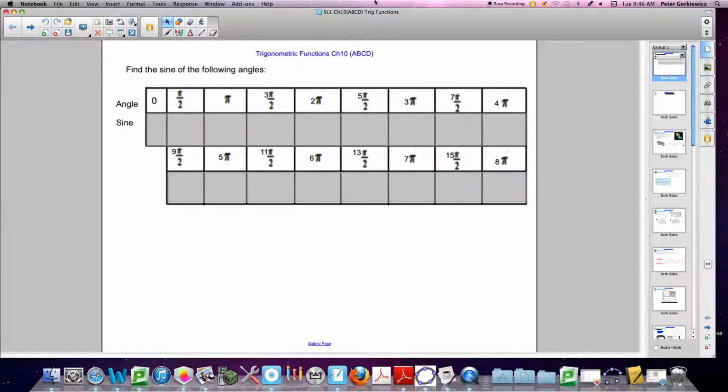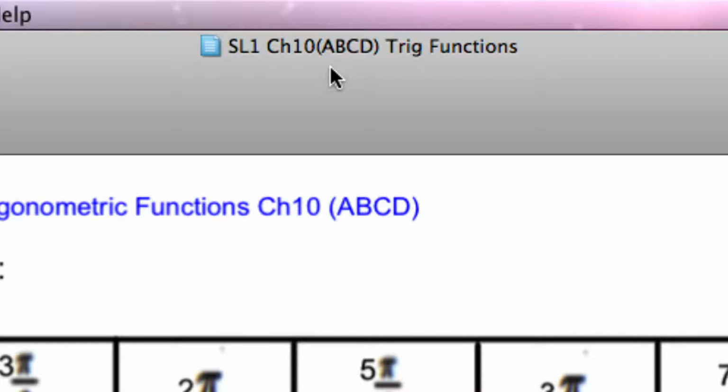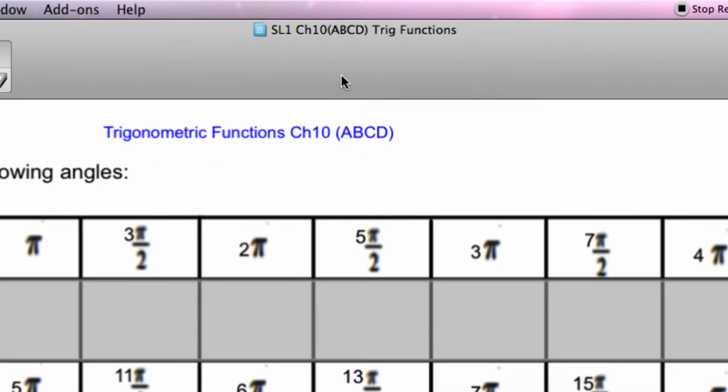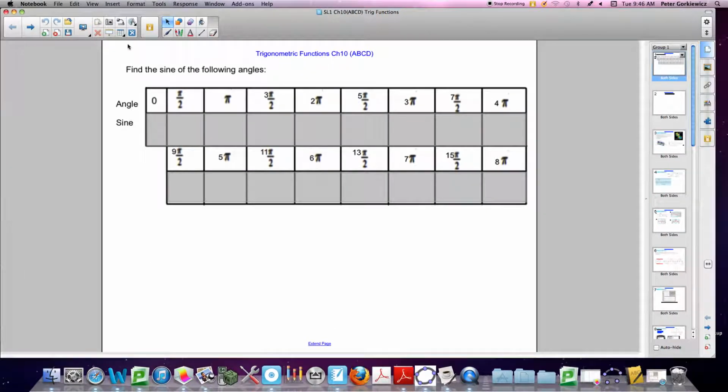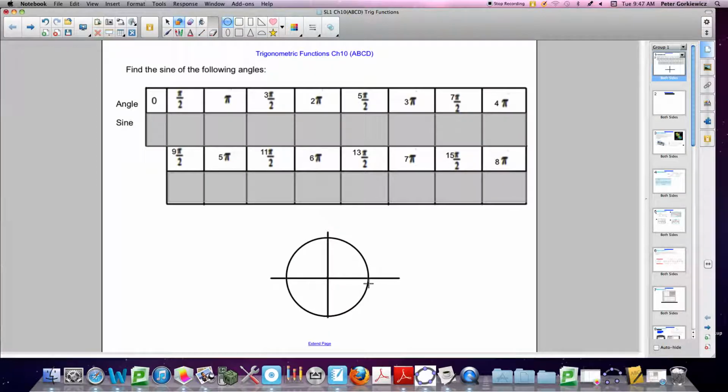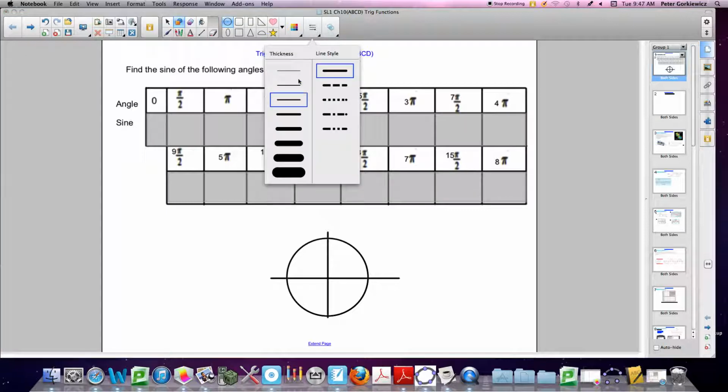All right, SLers, we're jumping into chapter 10, ABCD. We're looking at trig functions. So we're actually going to graph these and make equations out of them, thinking about the unit circle and the trig that we've done. So I want you to think about a unit circle, and then we're going to look at the sine of these functions as we change this arc length.